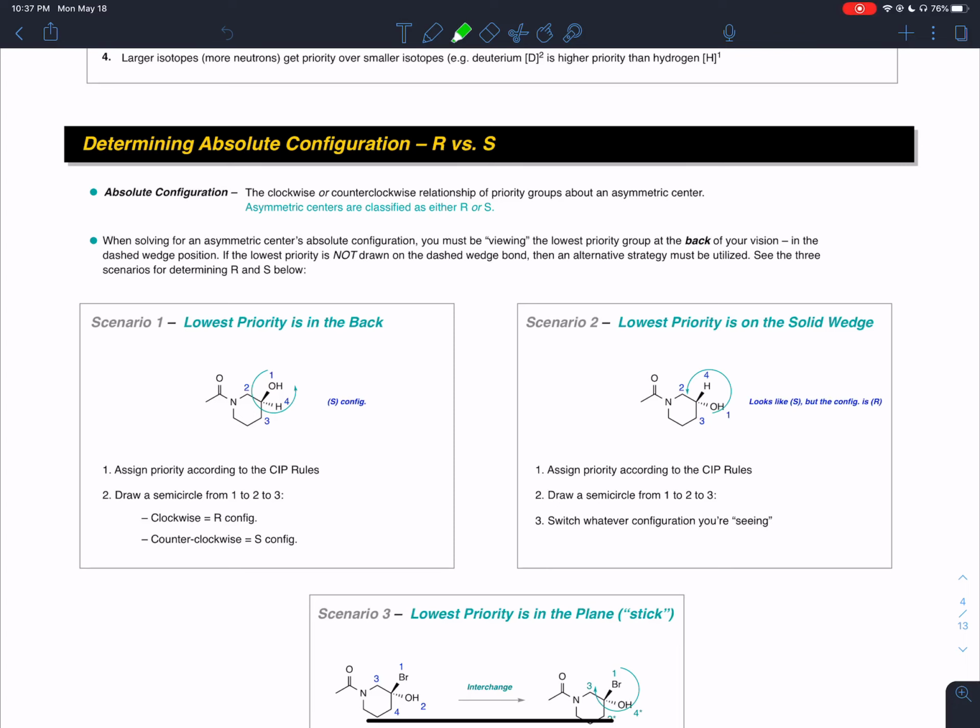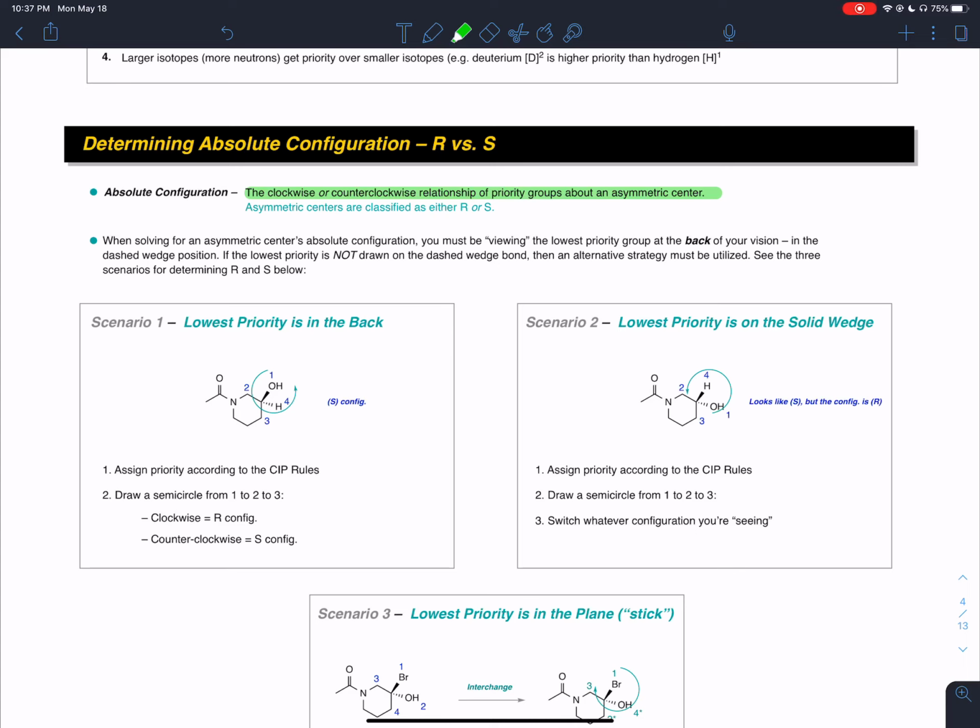Hi everyone, this will be a quick video intro on how to determine absolute configuration and what absolute configuration is. The absolute configuration refers to the relative clockwise or counterclockwise relationship of priority groups about an asymmetric center. Asymmetric centers are also called chiral carbons.